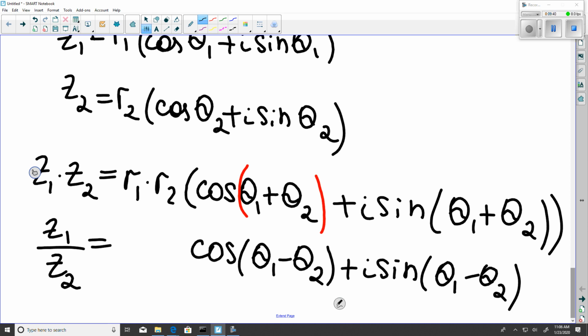What happens with moduluses? Divide them. Yeah. Divide R1 over R2 and multiply by this business. So very simple to memorize. When you multiply complex numbers, multiply the moduluses, add the angles. When you divide complex numbers, divide the moduluses, subtract the angles. Will be pretty simple. Two examples left and De Moivre's Theorem left, and we will be done. Maybe 5 minutes more? Let's do an example on these two formulas.